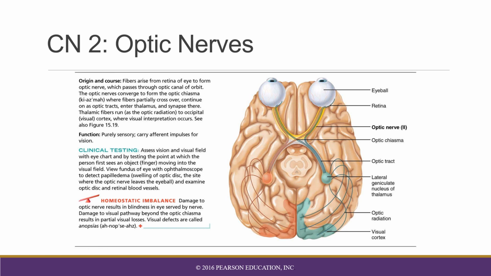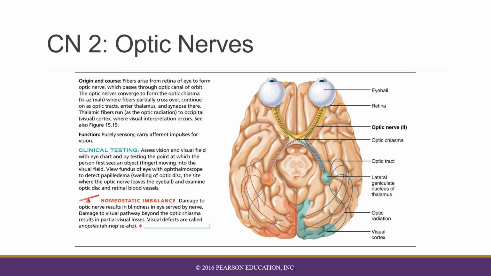Origin and course, you could read that, we just kind of went through that. Function again, and clinical testing: assess vision and visual field with the eye chart, and by testing the point at which the person sees the object or a finger moving into your visual field. So you can check peripheral vision this way as well. View the fundus of the eye with the ophthalmoscope, and you'll learn that from Dr. Zhang. To detect papilledema, swelling of the optic disc, and that is the site where the optic nerve leaves the eyeball, so we're actually able to look at that with the ophthalmoscope, which is kind of cool.